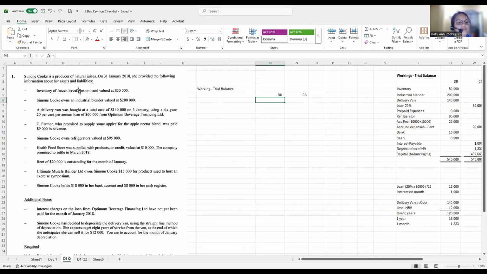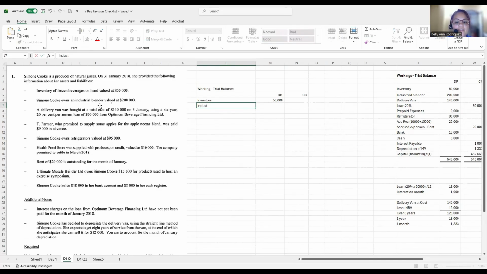She provided full information about her assets. Inventory of frozen beverages. So inventory is an asset, right? You have her inventory, 50,000. Your asset will have a debit balance in your trial balance. Simon Cook owns an industrial blender, so let's put in the industrial blender, valued at 200,000. That is an asset, so you put it on the debit side.